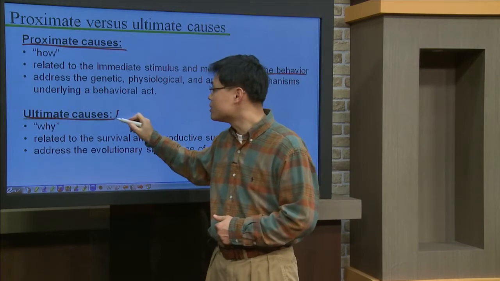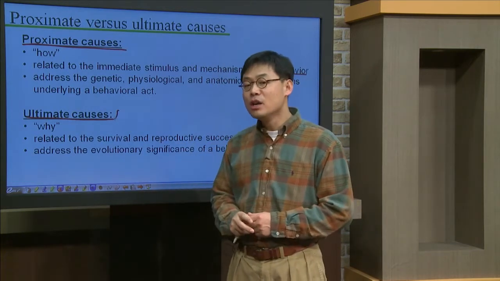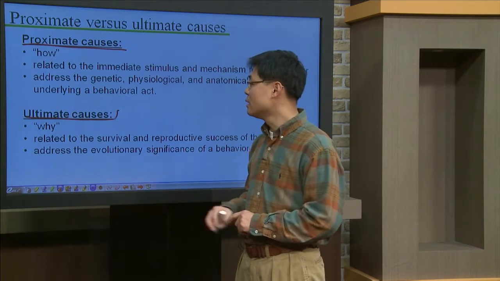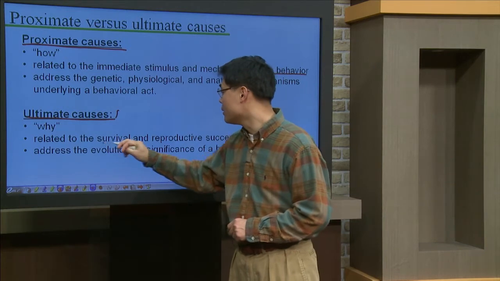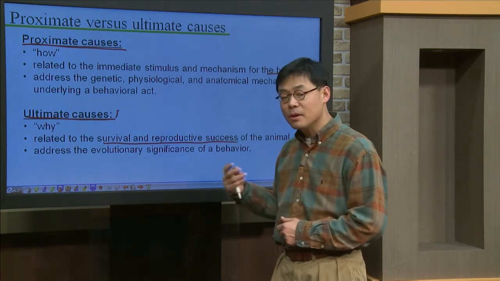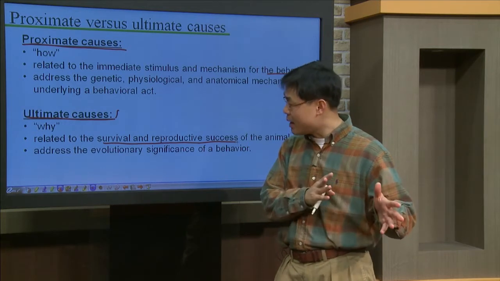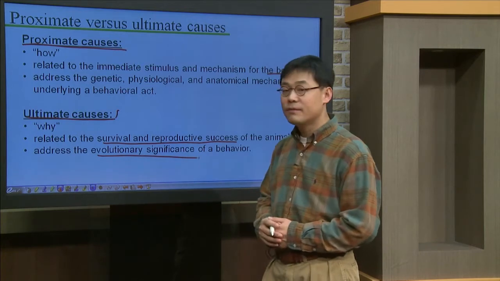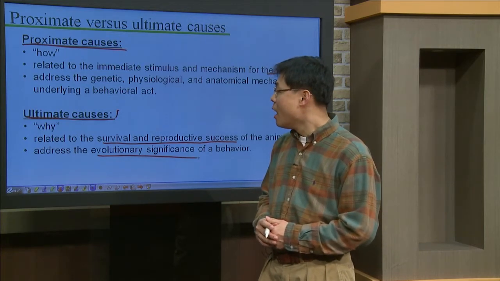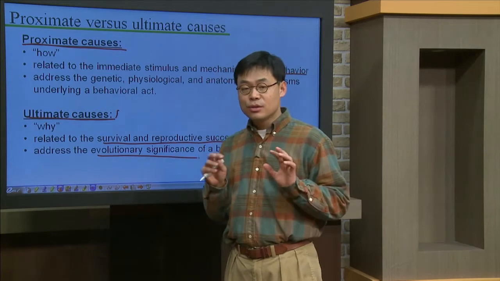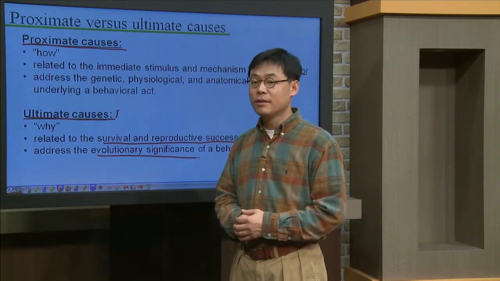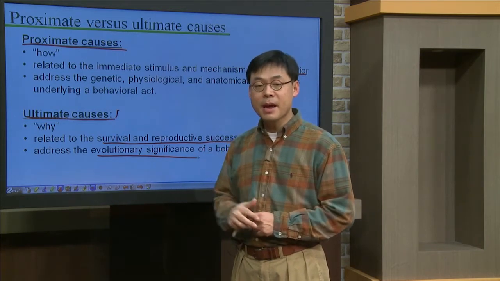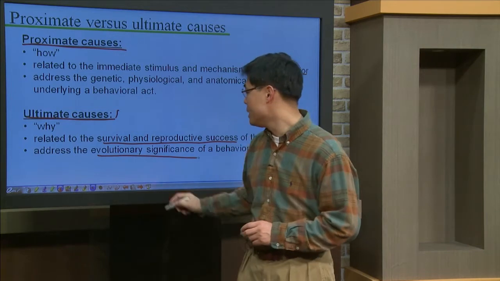And ultimate questions are more like why. Why do animals do it in such a way? That's the type of question you ask. It's related to the survival and reproductive success of the animals. Why do they do it this way rather than that way? Usually these address the evolutionary significance of a behavior. Again, you should ask these 2 levels of questions for any behavior that you study. That's probably the best way to understand animal behavior.